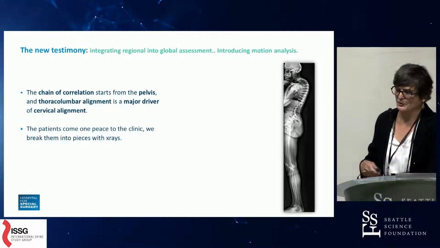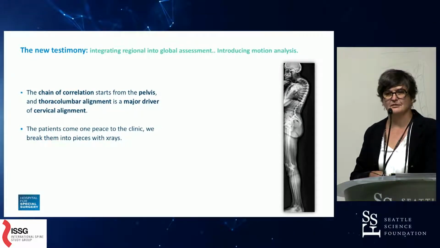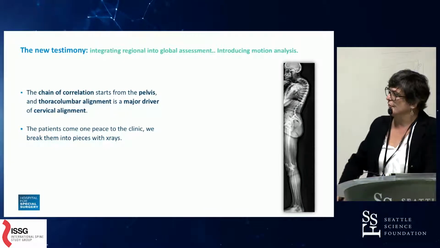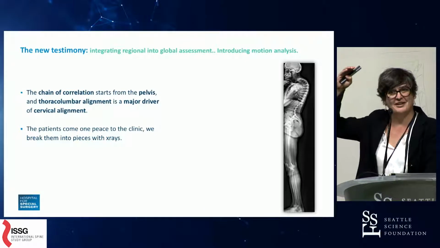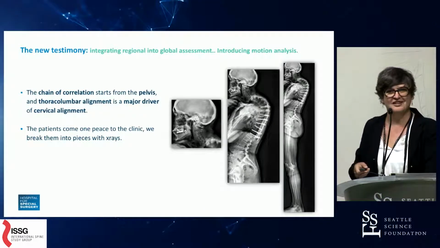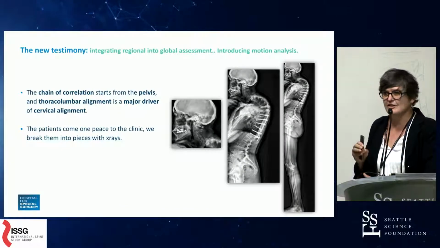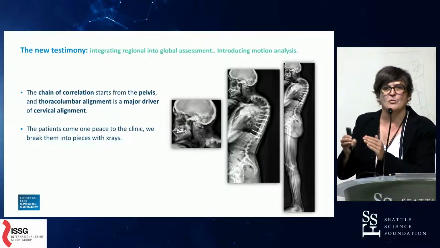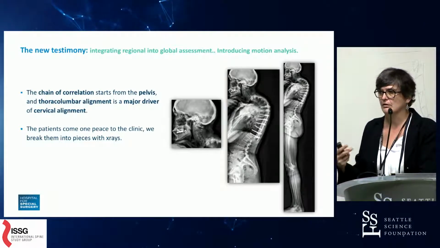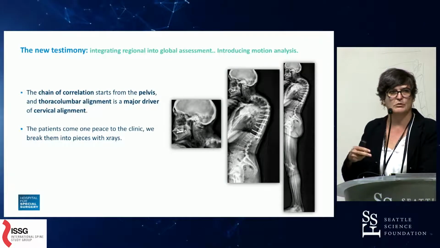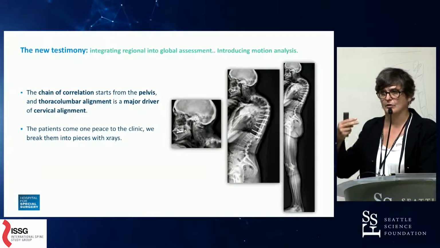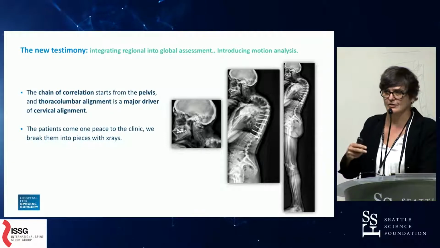Something that we used to do, and it's not specific to the cervical spine, is that the patient comes to your office as one piece from head to feet, and we tend to break the patient down into small pieces and just look at where the complaint is. Most patients who have cervical surgery, whether for degenerative disease or deformity, will get a cervical film: a neutral, a flexion and an extension.